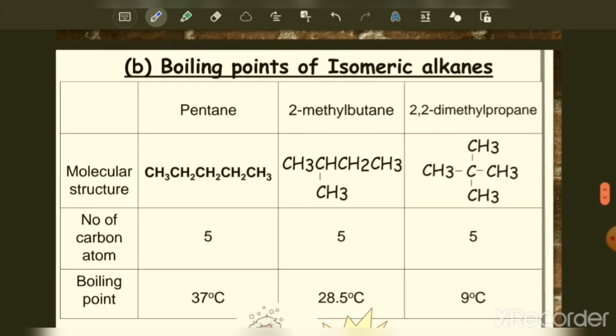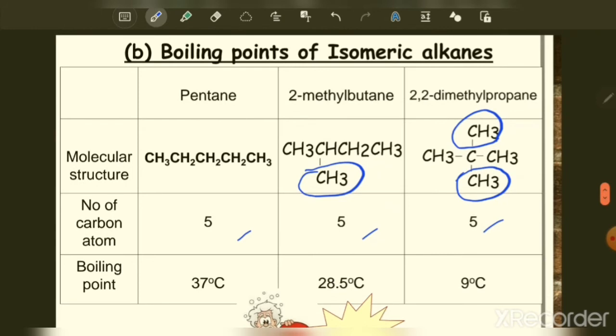Next, we go to boiling point of isomeric alkane. From the table below, all of the isomeric alkanes have 5 carbon atoms. However, the difference between these 3 molecules is the number of branches. Pentane is a straight chain alkane. Meanwhile, 2-methylbutane has 1 branch. 2,2-dimethylpropane has 2 branches. So the boiling point for pentane is highest, that is 37 degrees Celsius, compared with 2,2-dimethylpropane that only has a boiling point of 9 degrees Celsius. So why?